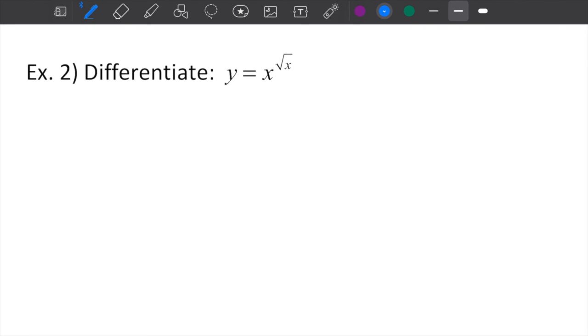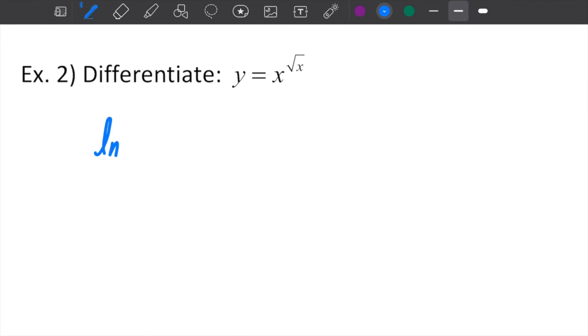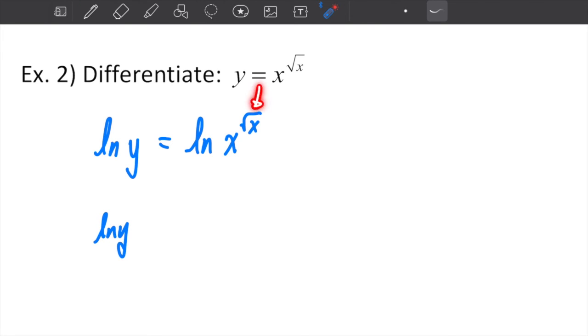Here we have x raised to the square root of x. Oh boy, not sure if we should use the exponential base rule or the power rule. So we're going to take the natural log of both sides. We have natural log of y equals natural log of x raised to the square root of x. This then gives us the natural log of y, and because we have an exponent inside our log, this is the square root of x multiplied by the natural log of x. It is just the product rule.